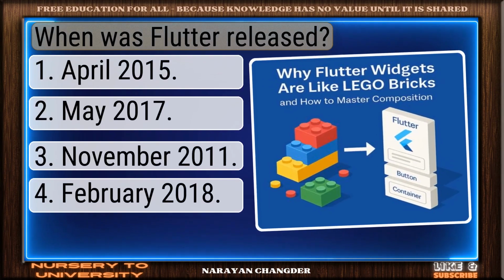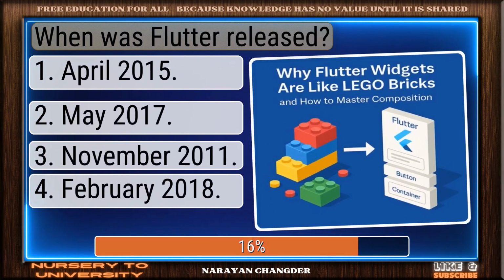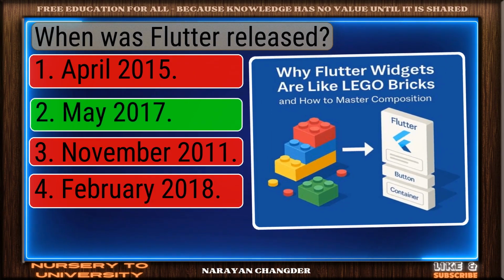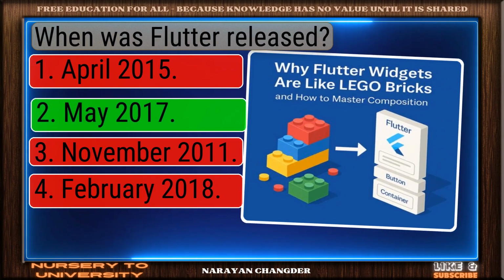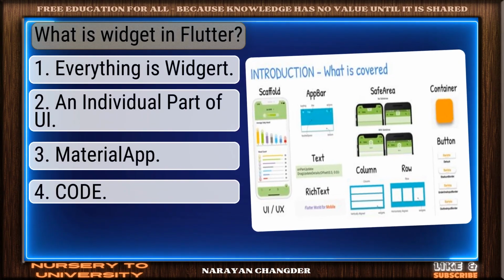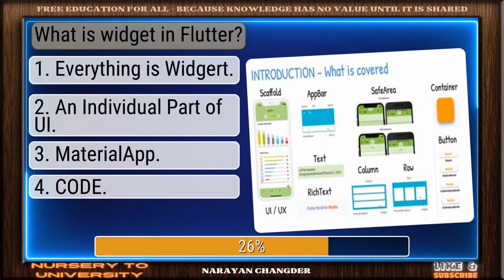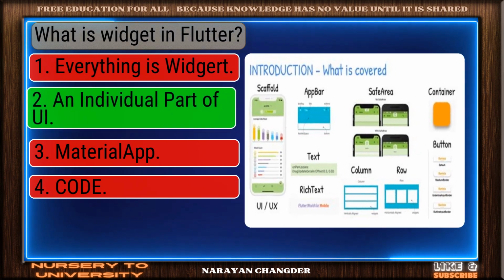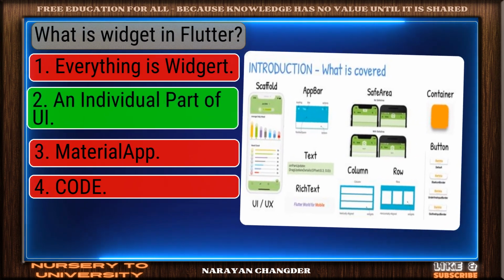Question number 71. When was Flutter released? Well done. May 2017 is the right choice. Question number 72. What is widget in Flutter? Perfect. An individual part of UI is the correct choice.